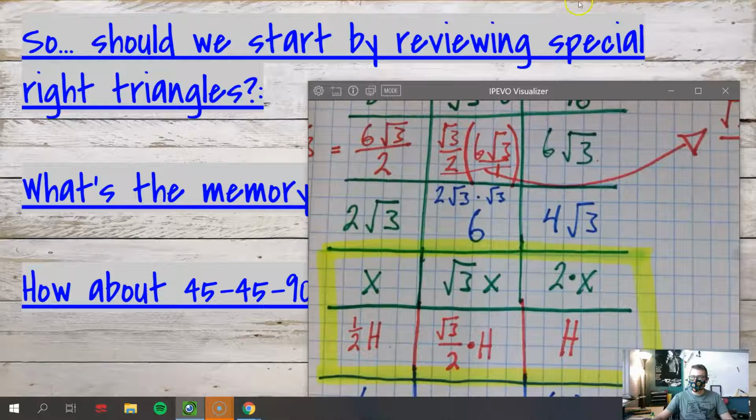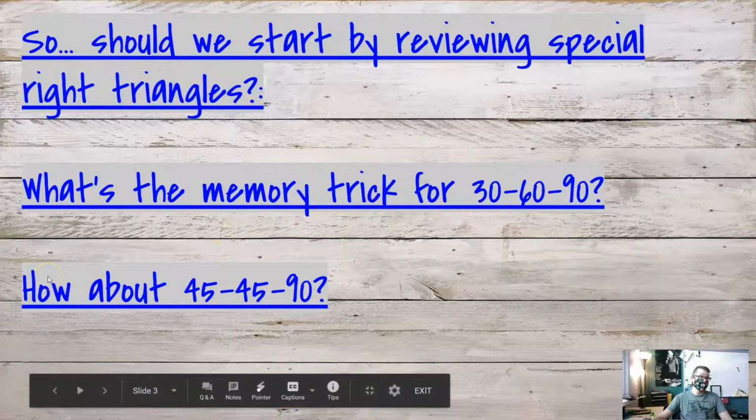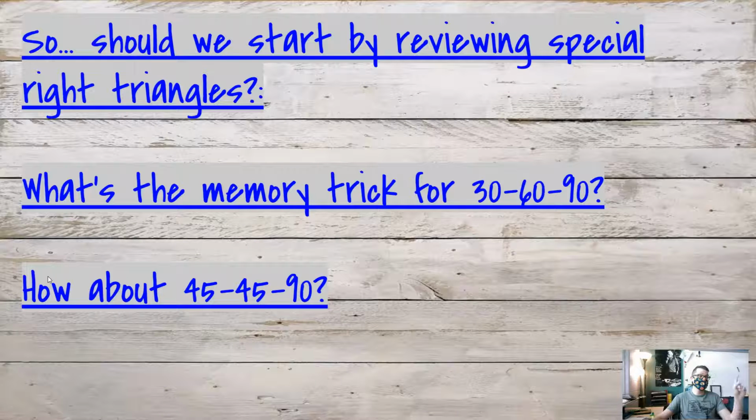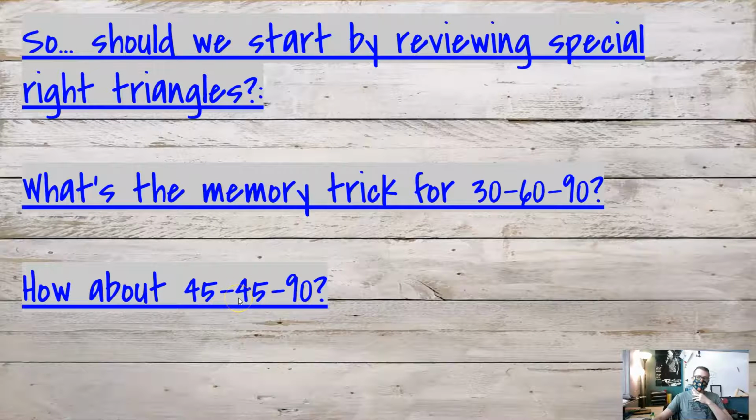Now, 45, 45, 90, what was that coefficient value we needed to remember? Not 2. Square root of 2. So be careful. Radical 2 is your multiplier to get to your hypotenuse from your short leg.